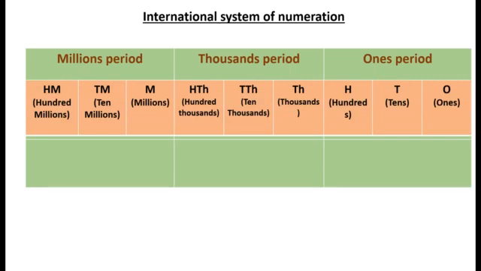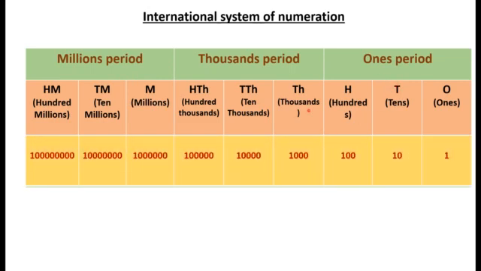And if you see here, each period has three places. The ones period has 3 places: ones, tens, hundreds. The thousands period has 3 places: thousands, 10,000s, 100,000s. The millions period also has 3 places: millions, 10 millions and 100 millions. So you can see here, children, each period has 3 places.